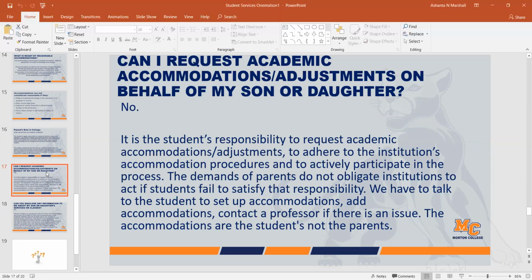And then this is another frequently asked question that I get from parents. Can I request accommodations or adjustments on behalf of my son or daughter? And the answer to that is no. It is the student's responsibility to request accommodations and adjustments and to adhere to the institution's accommodation policies and procedures and to actively participate in the process. The demand of the parent does not obligate the institution to act if the student fails to satisfy the responsibility. We have to talk to the student to set up accommodations, add accommodations, and contact their professor if there is an issue. The accommodations are the student's and not the parent's.